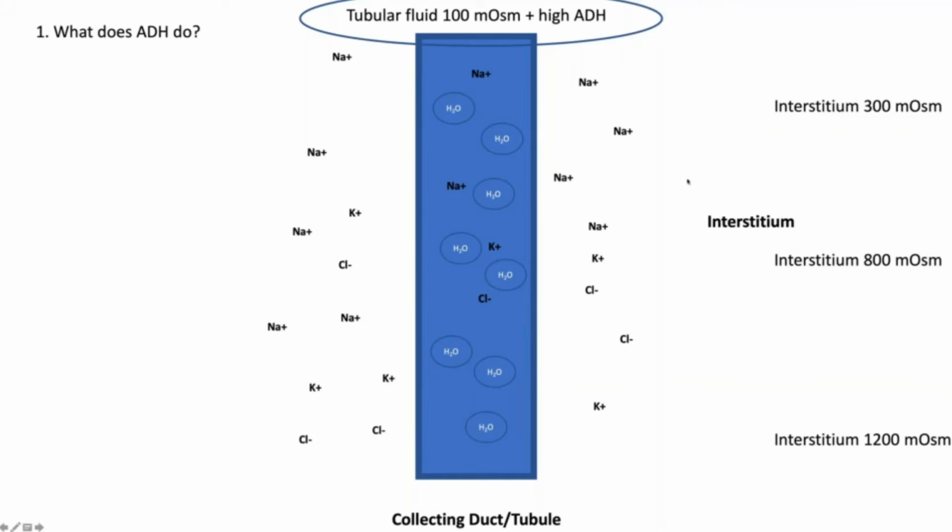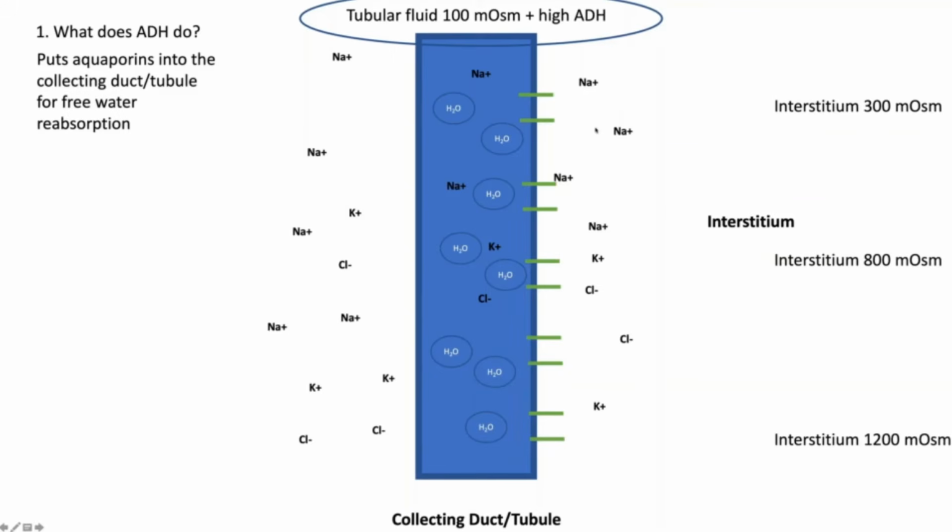So what does ADH do? Antidiuretic hormone, so you're going to want to reabsorb water. Good. How does it do that? By moving aquaporins into the collecting duct and letting water flow through. Exactly. And so is that an active process? What actually causes the water to move then?